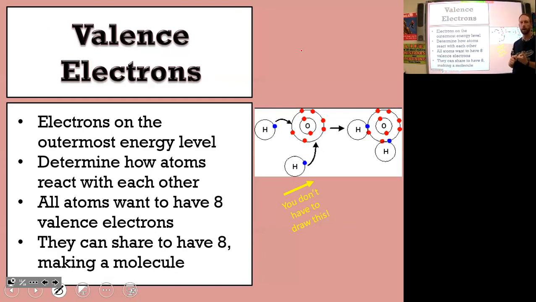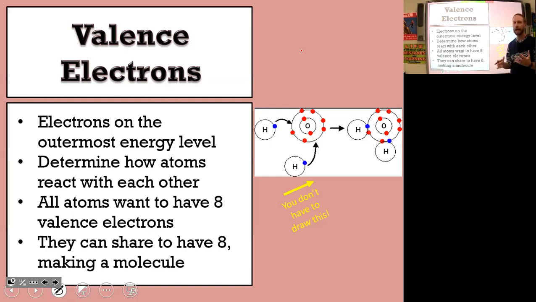Remember I talked about water, for instance, is 2 hydrogens and 1 oxygen. Well, if we have a picture for hydrogen, and notice there's 1 electron on the outside, and we have 2 of them. In oxygen atom, we have 8 total electrons, so 2 on the first shell and 6 on the outer. So those 6 on the outer shell are the valence electrons.